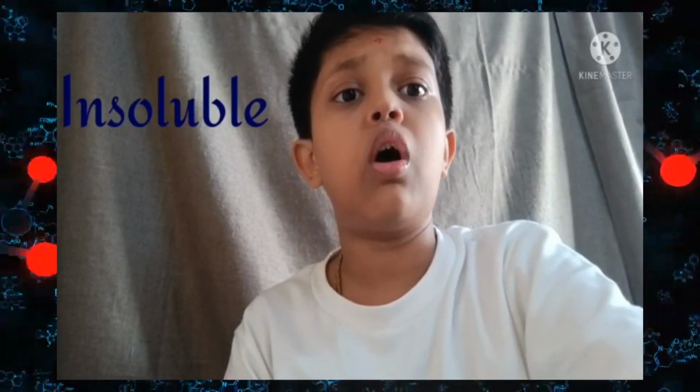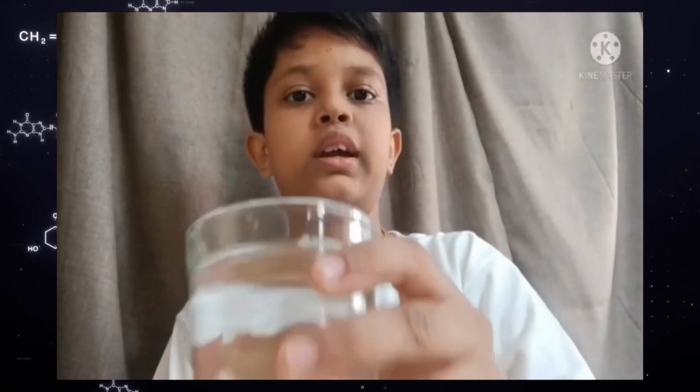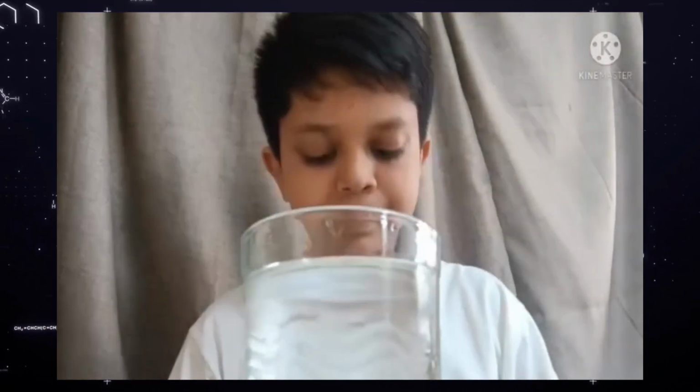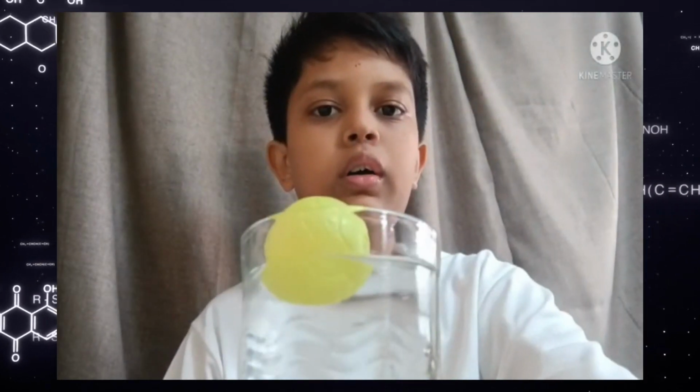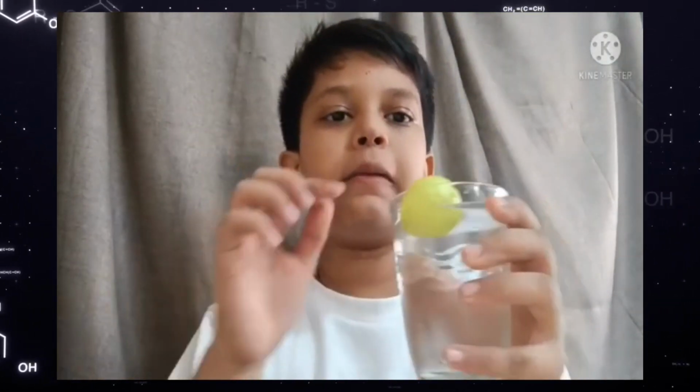Insoluble: a substance that does not mix with water is called insoluble. Insoluble substances can float or sink. For example, metal, plastic, etc. Take 1 glass of water, put a plastic ball and a coin in water. We can see that the plastic ball is floating and the coin is sinking in water.